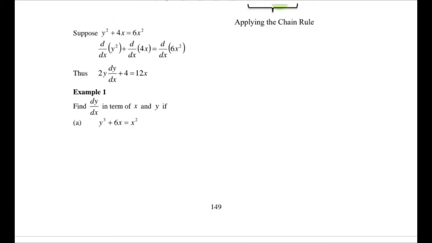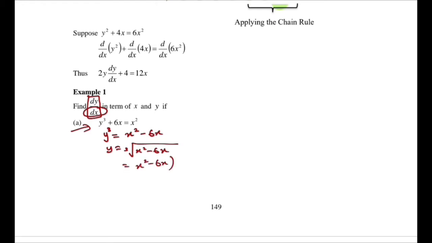Let's look at example 1. Find dy over dx in terms of x and y. So, look at the question. We want to differentiate with respect to x. Can we write this function with y as the subject? Well, try it out. You can bring 6x to the right side, and then to eliminate that power 3, you can just cube root the whole thing on the right side. You can also change it to power 1 over 3. This is not an implicit function because you can write y as the subject.